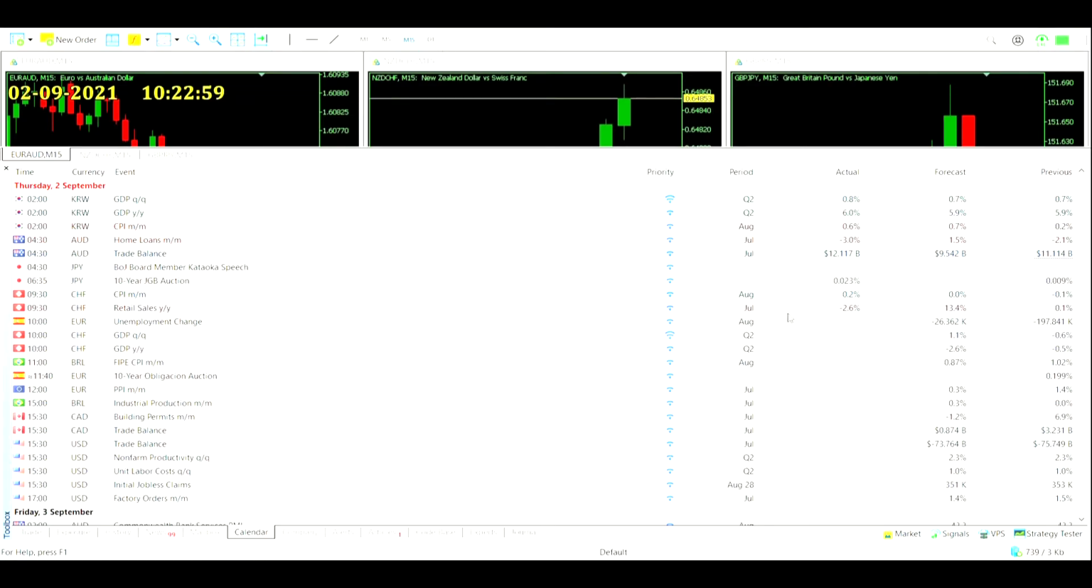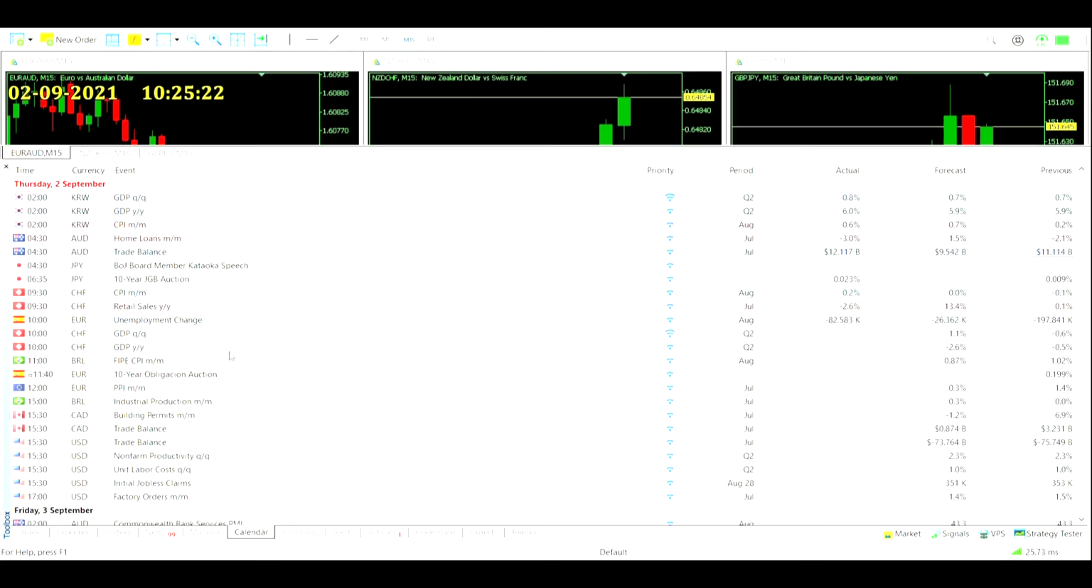Had their retail sales year on year come in as well, minus 2.6% compared to a forecast of 13.4. That is quite poor. Also expecting GDP quarterly numbers and yearly numbers about half an hour ago at 10 o'clock. Haven't come through yet, so we'll keep an eye out for those. But what's on the cards for today?